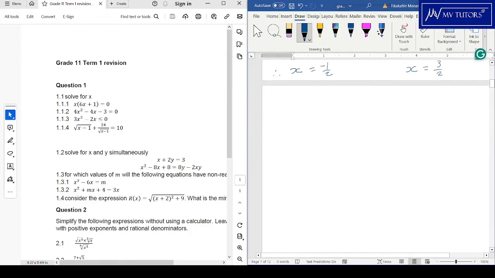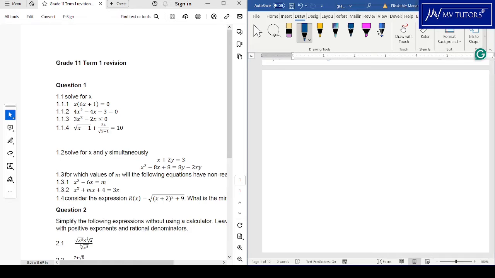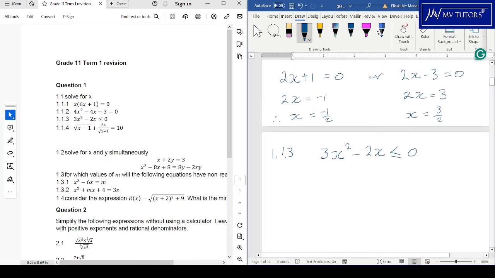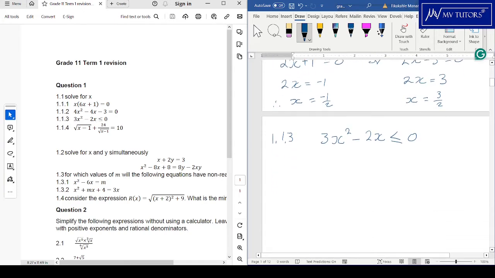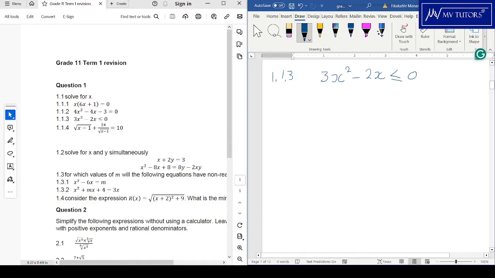Let us move on to the next question, which is 1.3. All right. This time we have an inequality of 3x² - 2x, something 0. Oh, by the way, in this question here, if you did not want to factorize, you could have just put it in the quadratic equation. I think it will be easier that way. Okay, but we'll do it with this one.